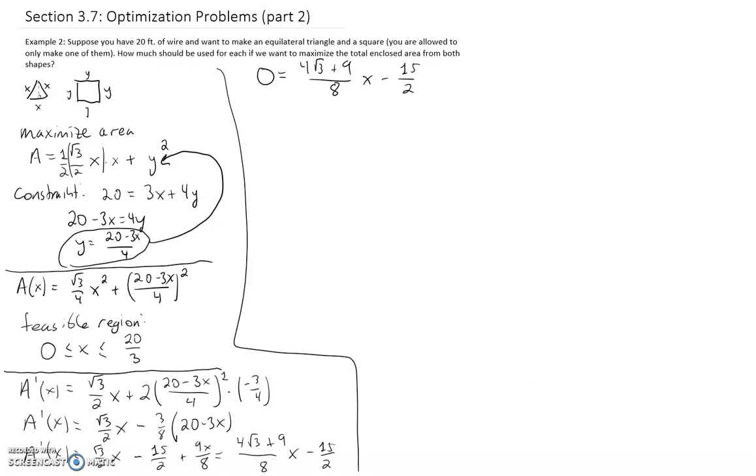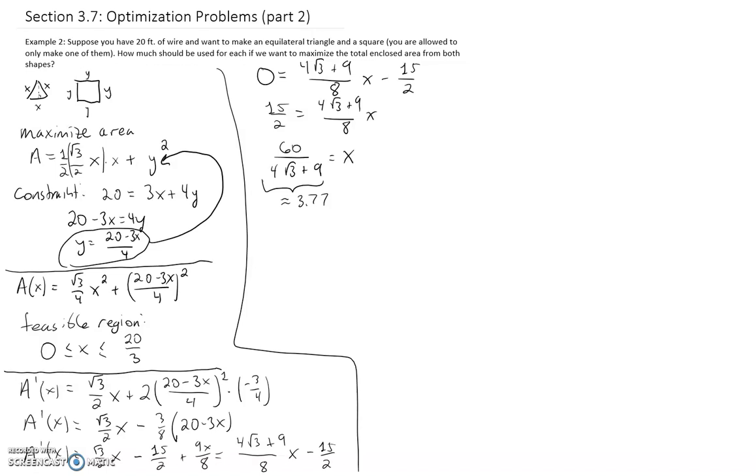We solve this for x. We'll have 15 divided by 2 equal to 4 times square root of 3 plus 9 divided by 8 times x. Multiply the reciprocal over, simplify, and we get 60 divided by 4 times the square root of 3 plus 9 equal to x. We'll keep the exact value for getting exact numbers, but as an approximation, this is about 3.77. It's good to check that, because that is still in our feasible region. 20 divided by 3 is roughly 7, so we are good.